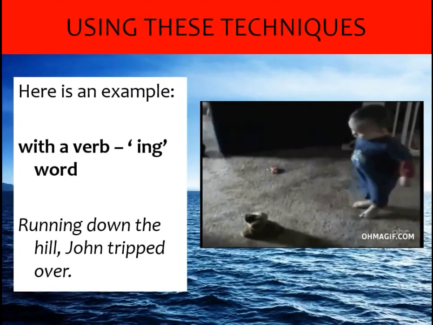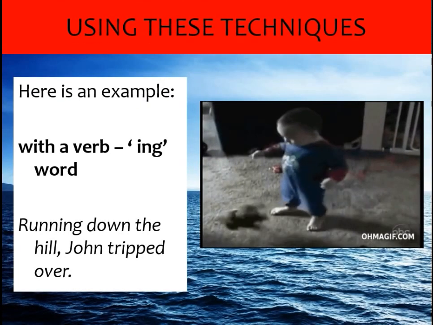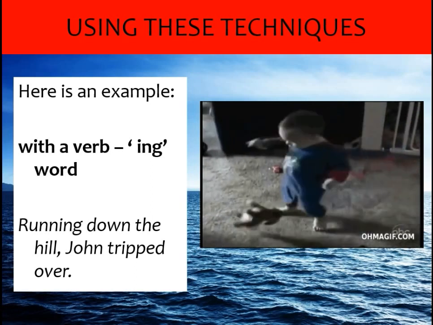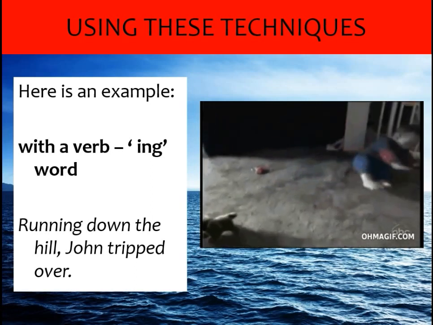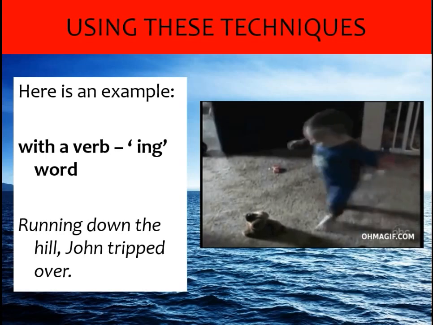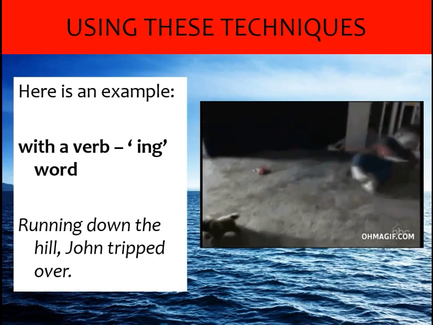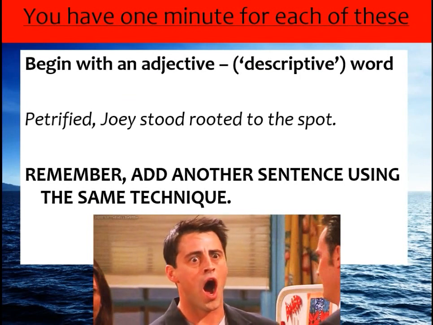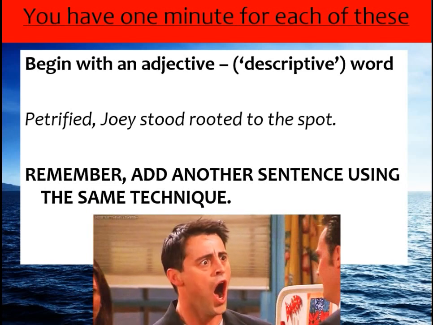You could also start with a verb, an ing word. For example, running down the hill, John tripped over is more interesting than just John tripped over as he ran down the hill. So verb, ing word. You could also start with an adjective or a descriptive word. For example, petrified, comma, Joey stood rooted to the spot. So that's a lot more interesting than just starting with Joey.